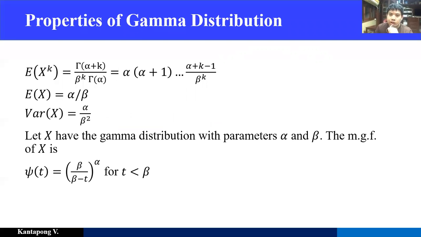Next is the properties of the gamma distribution. You could find the expectation of x to the power k, the variance, and then you could get the MGF, the moment generating function, with a similar process to what we talked about before.